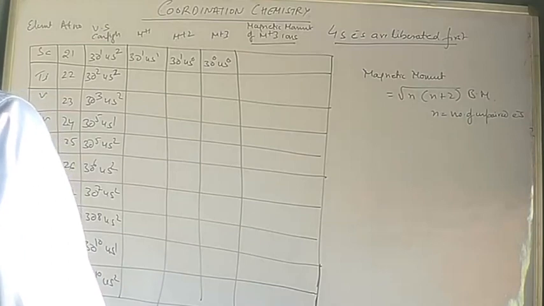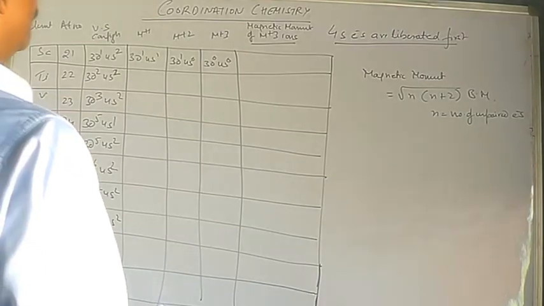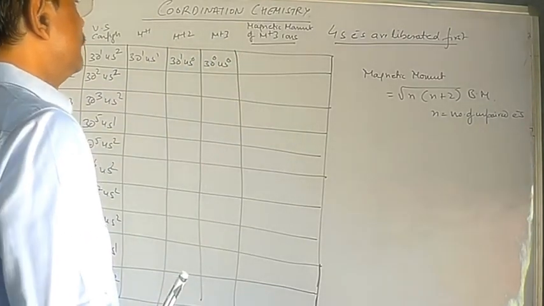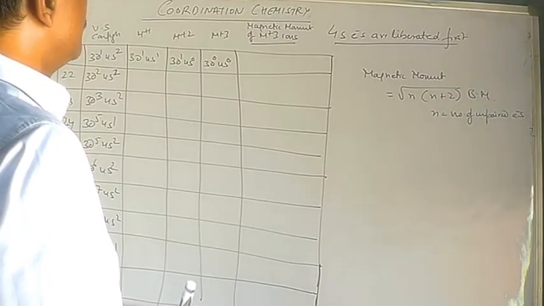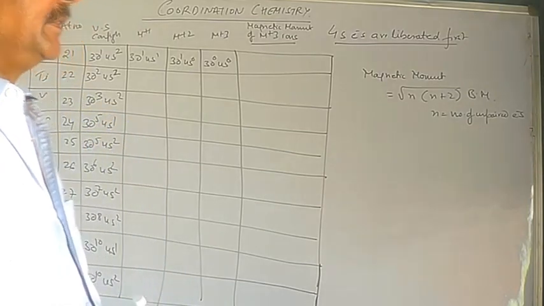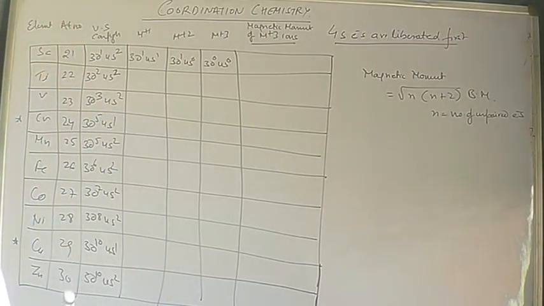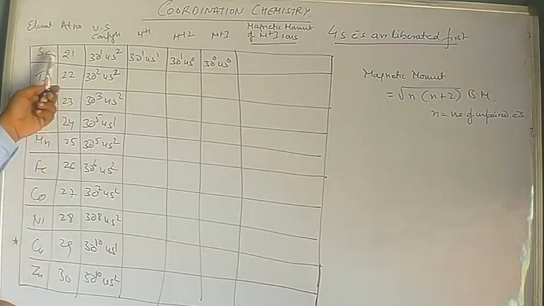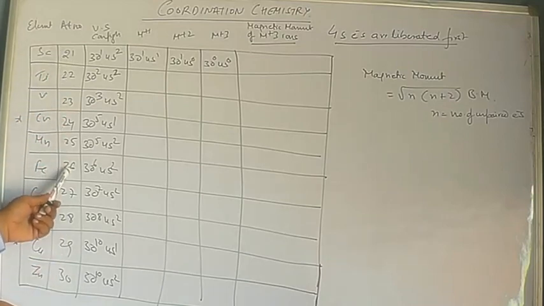Class, we are going to start a new chapter today called Coordination Chemistry. Before going into details of coordination chemistry, we must understand some basics. I have written here the transition elements, first series: scandium, titanium, vanadium, chromium, manganese, iron, cobalt, nickel, copper, zinc. Atomic numbers, you all know: 21, 22, 23, 24, 25, 26, 27, 28, 29, 30.